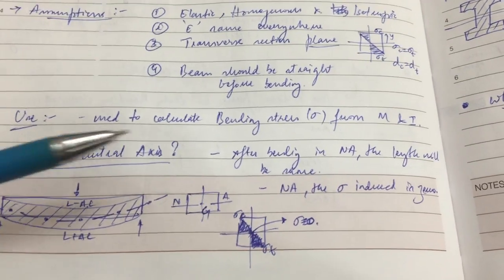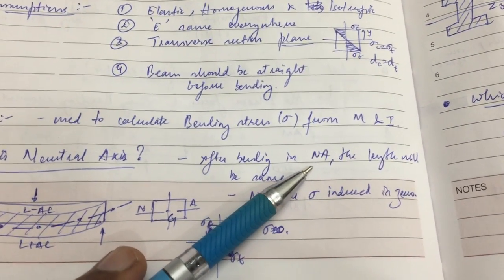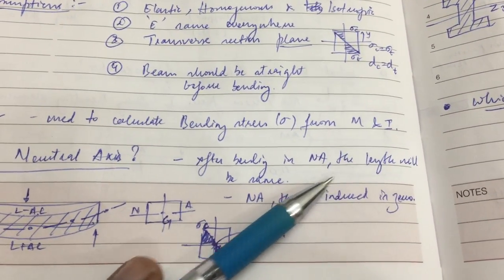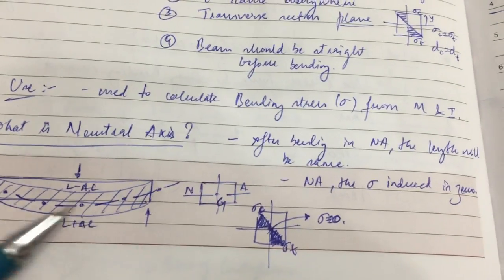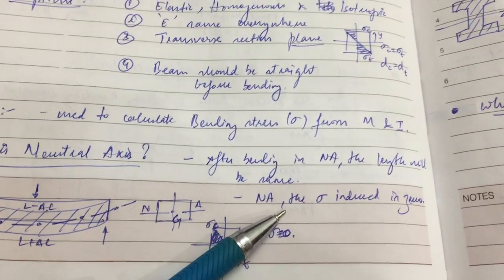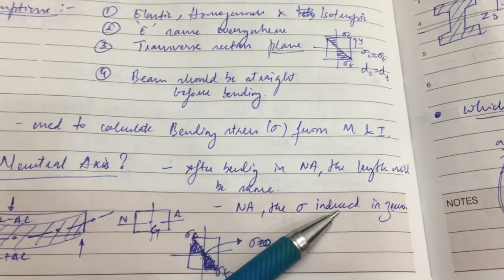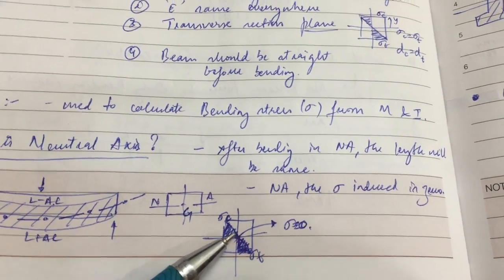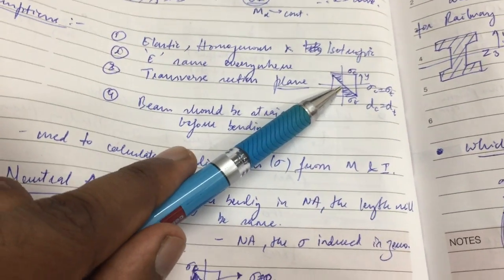So what is the neutral axis? After bending, in the neutral axis the length will be the same. The length doesn't change along the neutral axis. So in the neutral axis, the stress induced is always zero. The stress induced at this point here is zero.